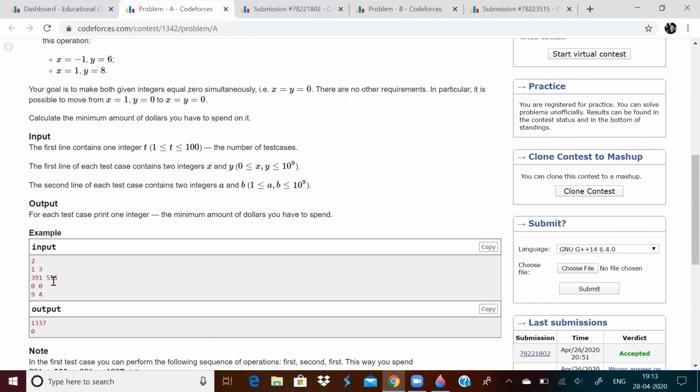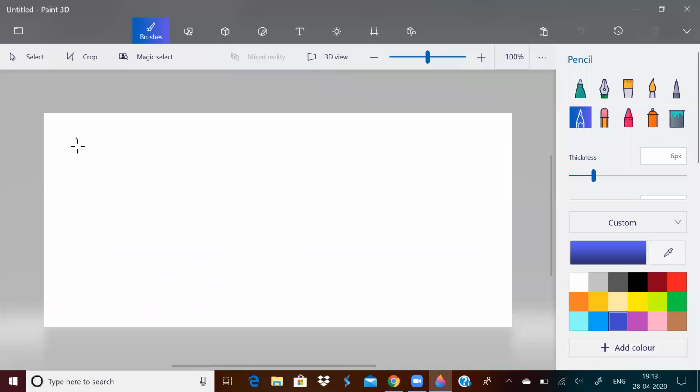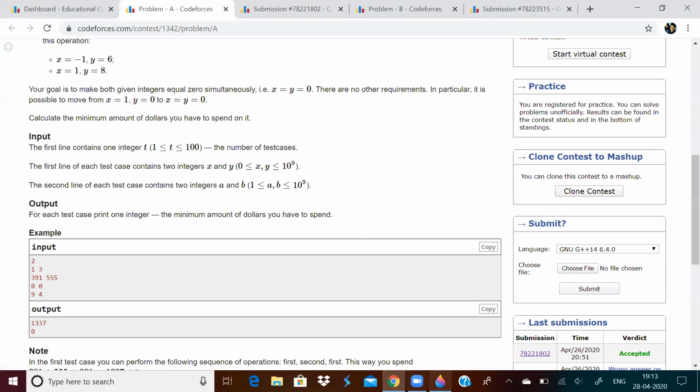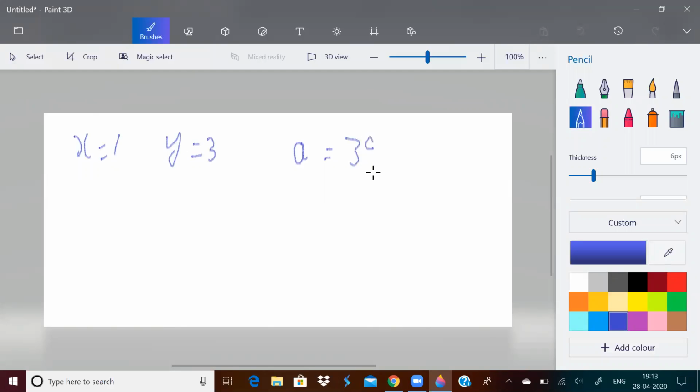We have been given t test cases. Let us discuss the test case only. Suppose x equal to 1 and y equal to 3, and a equal to 391 and b equal to 555.